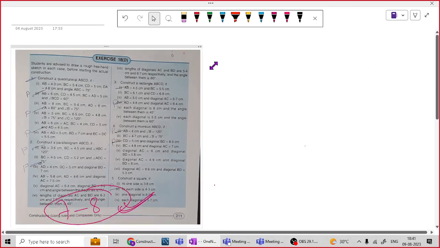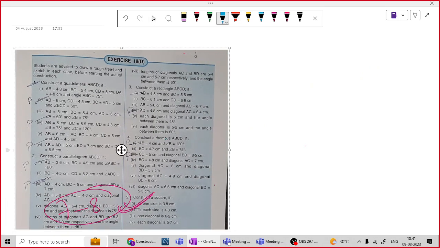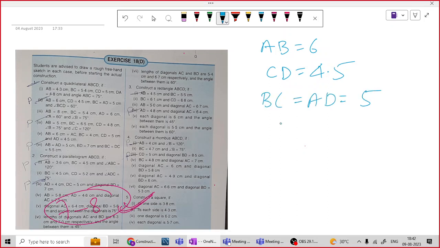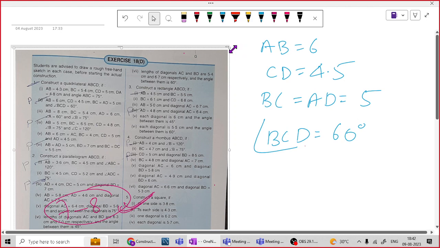Okay. First question is done. Second question. How do we solve the second question? Tell me. Later you all can do it. Do this for homework. AB is 6. BC is equal to AD, which is 5. CD is equal to 4.5. What about angle BCD? 60 degrees.